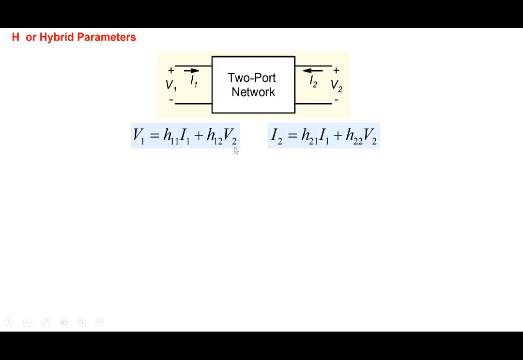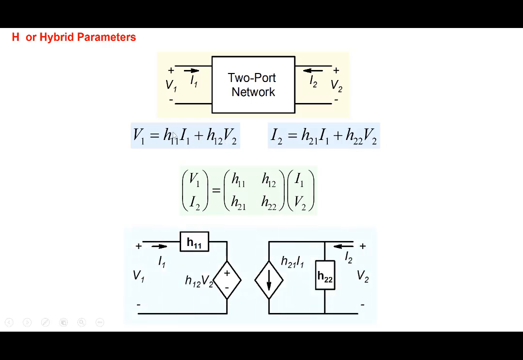H11, I1, H12, V2 and all that. And in a matrix form again, they can be represented in this way. And in a circuit form, we are writing V1 as the sum of two components here. So voltage being the sum of two voltage drops. So this is represented as a series circuit, H11. So V1 is H11 I1 here. So it's basically an impedance here. And this one we have to represent as a voltage dependent voltage source here.